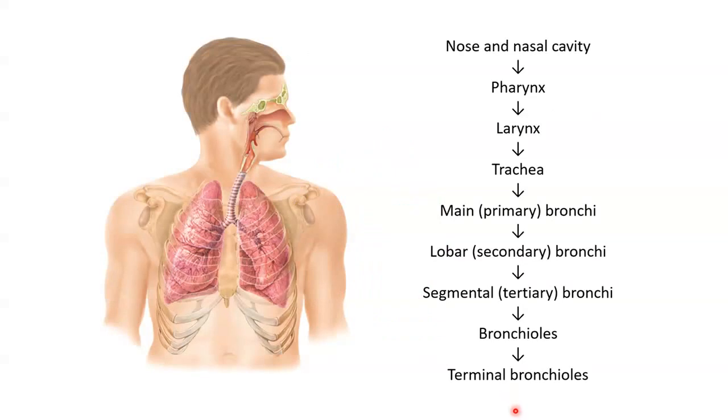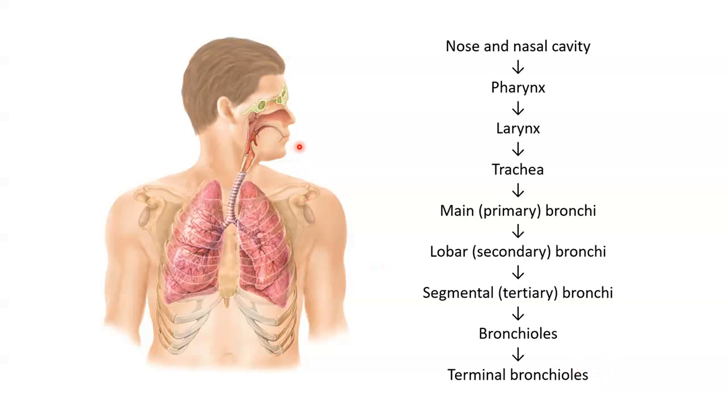So before we move on to our respiratory zone, just recapping that conducting zone, we have our nasal cavity in our nose, our pharynx, our larynx, our trachea. It splits at the carina into our main or primary bronchi, our lobar or secondary bronchi, and then our segmental or tertiary bronchi. From there, we have roughly 23 divisions of those tubes into our bronchioles. The final structure in our conducting zone is our terminal bronchioles.